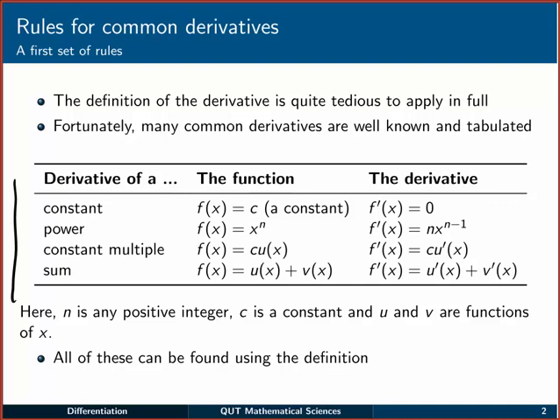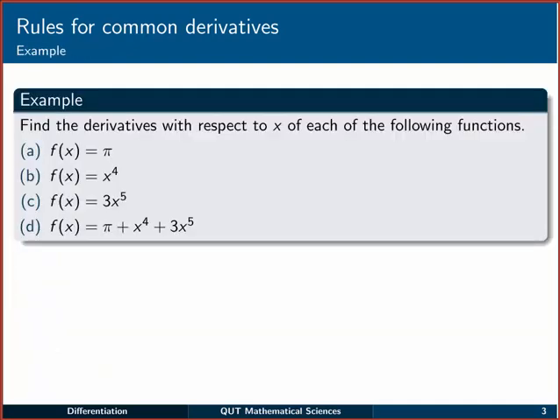So rather than applying the definition of the derivative, the limit definition, we can use this table of rules whenever we come across these types of functions. Let's have a look at some examples. Here we've got to find the derivative with respect to x for each of the following. First we have a derivative of a constant, then a power of x, a constant multiple of a power of x, and finally the sum of these functions.